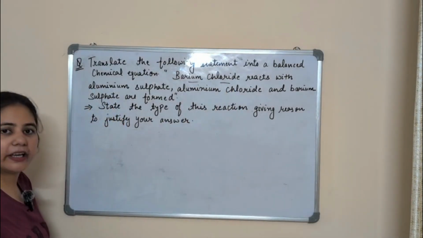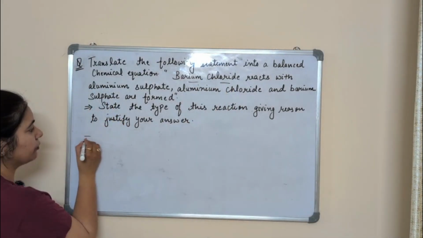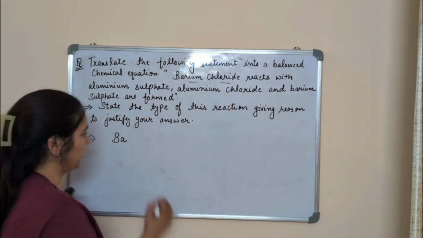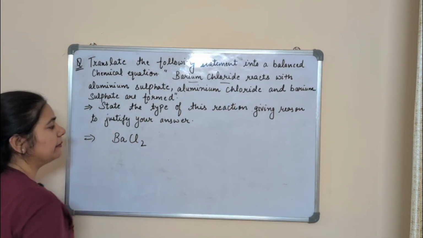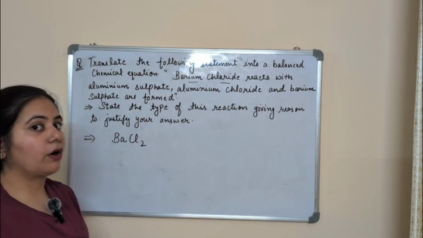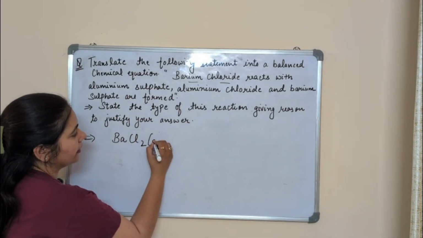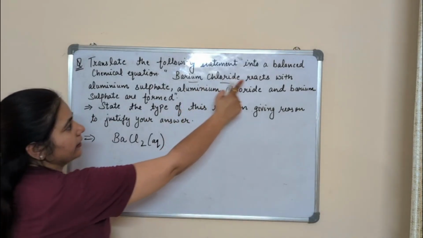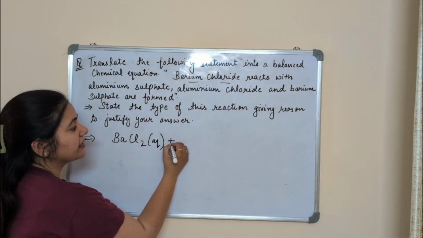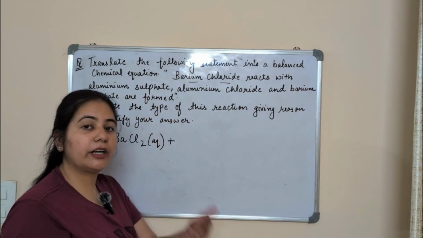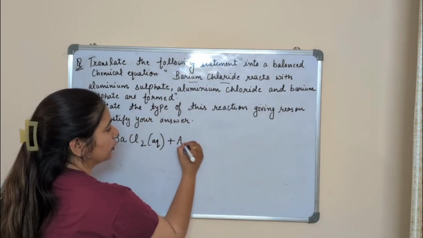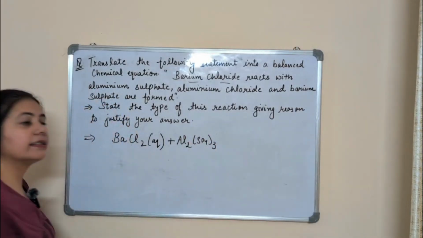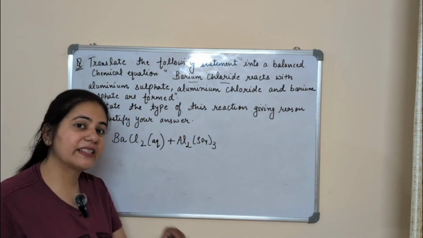Barium chloride. How will you write it in chemical equation form? Barium Ba and chloride Cl minus. So the formula here will be BaCl2, and because this is a compound, we will take it in aqueous form. Secondly, it is reacting with aluminium sulfate. For aluminium sulfate we will write the formula Al2(SO4)3. This is our formula for aluminium sulfate.